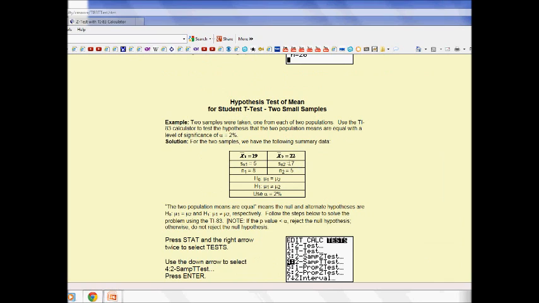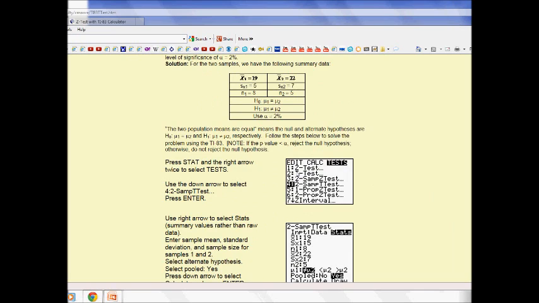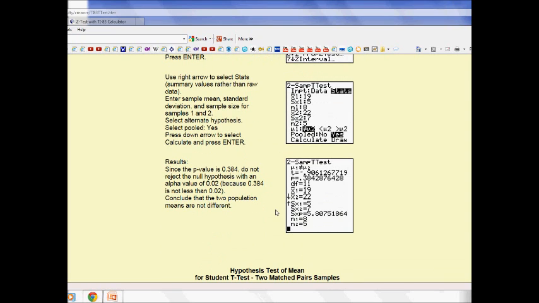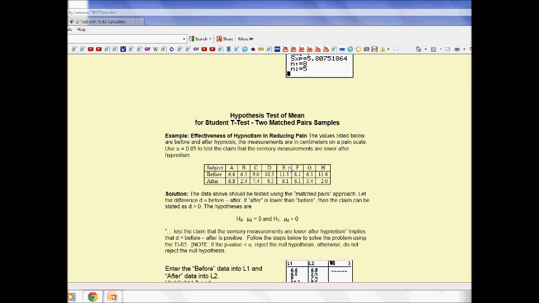Scroll down here, and then here you have two small samples. So you're comparing two. That's where you go to two sample t-test. Again, plug in the numbers and look for that p-value. So a p of 0.384. That's much bigger than 0.05. So we do not reject. It's not within the critical region. We do not reject the null hypothesis. So you can see how this works.